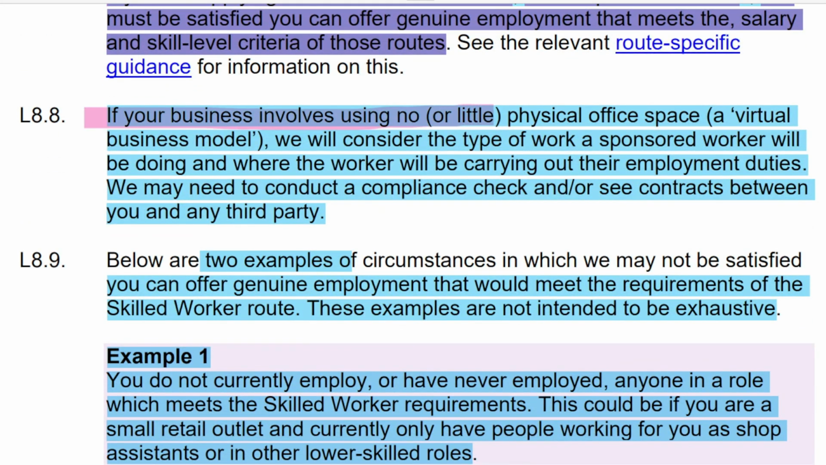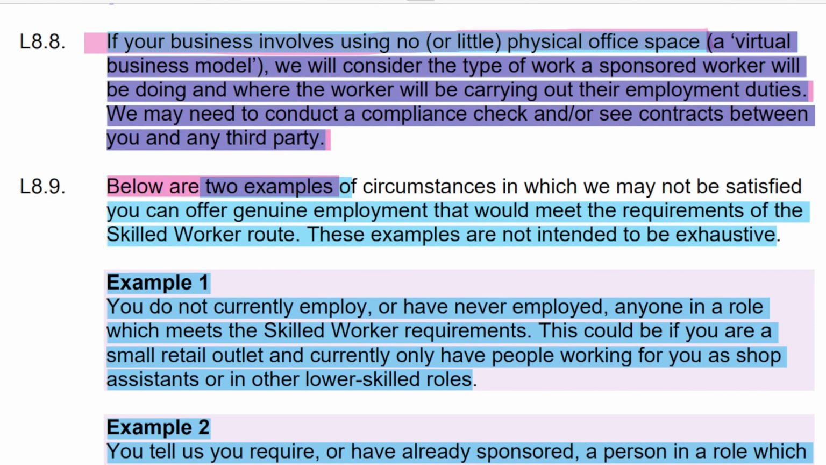If your business involves using no or little physical office space, a virtual business model, we will consider the type of work the sponsored worker will be doing and where the worker will be carrying out their employment duties. We may need to conduct a compliance check and/or see a contract between you and a third party. Below are two examples of circumstances in which we may not be satisfied you can offer genuine employment that would meet the requirements of the skilled worker route. These examples are not intended to be exhaustive.